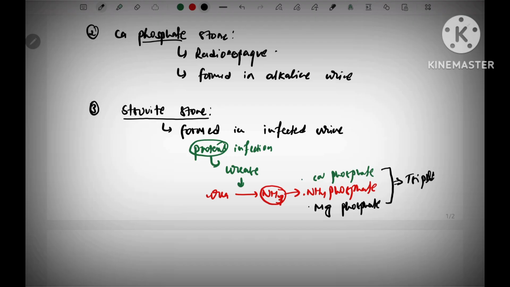So the struvite stone is also called the triple phosphate stone because it contains calcium phosphate, ammonium phosphate, and magnesium phosphate. Due to the Proteus infection, it produces urease, which converts urea into ammonia, that later converts into ammonium phosphate, and with calcium phosphate and magnesium phosphate present, in combination this triple phosphate forms the struvite stone. And this struvite stone is also radio opaque, no doubt.